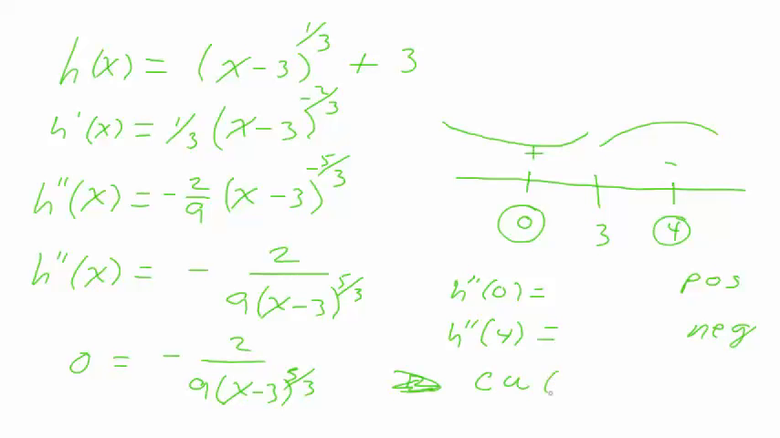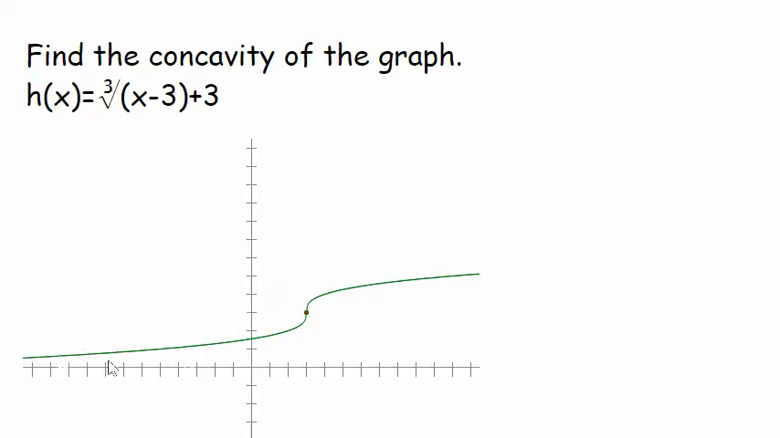Concave up is negative infinity to 3, and concave down is from 3 to infinity. So let's check all that out. As you can see by looking at the graph here, this red dot is indicating the inflection point, which we were just asked about in the other problem.